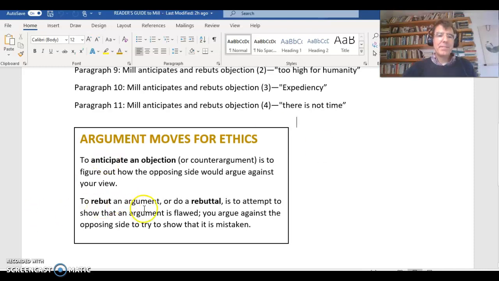To rebut an argument, or do a rebuttal, is to attempt to show that an argument is flawed. You argue against the opposing side to try to show that it is mistaken. So we're going to look at these two argument moves in Mill. So let's go to Mill now.